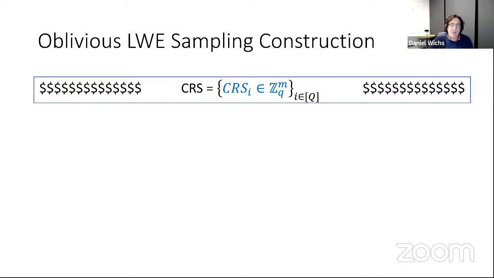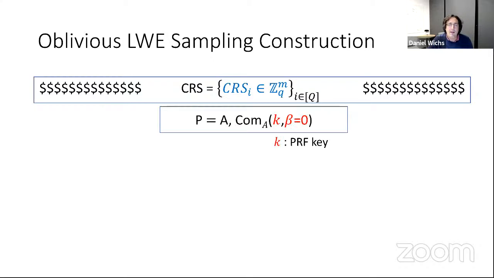Let me tell you what the construction looks like. The CRS is just going to consist of a bunch of vectors over Z_q^m. These are just uniformly random. And the preprocessed version of the matrix A is going to consist of the matrix A itself and this dual GSW commitment to a PRF key K and a bit beta, which we're just going to set to 0 in real life. In the proof, we're going to play around with it, but in real life, it's just 0.